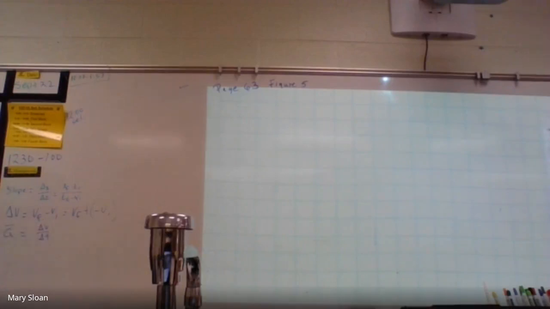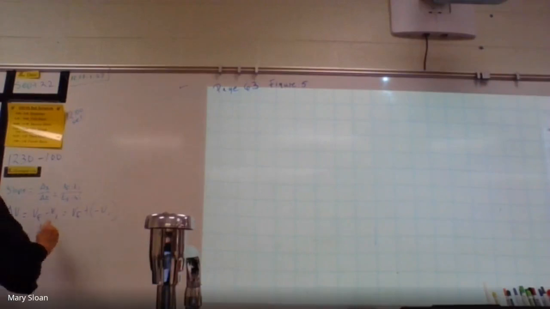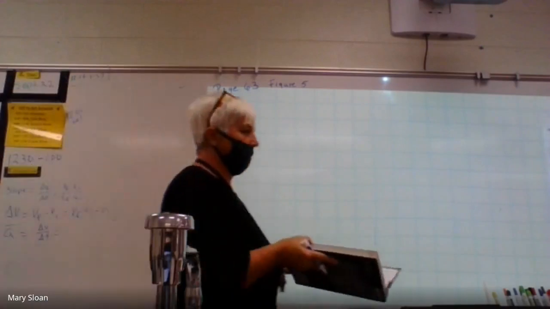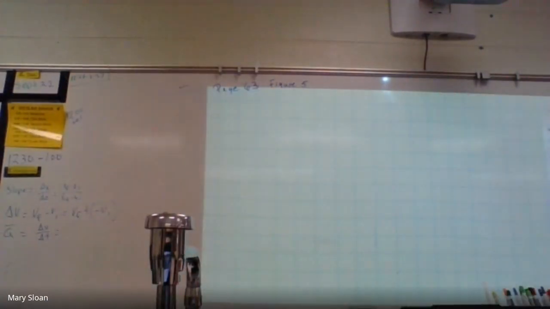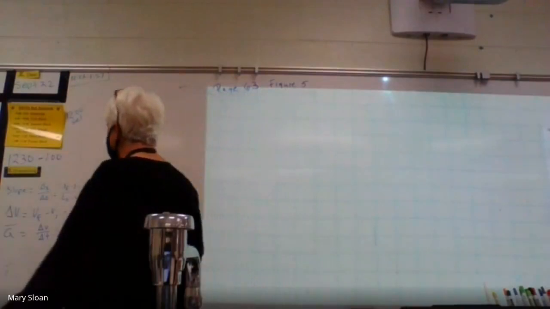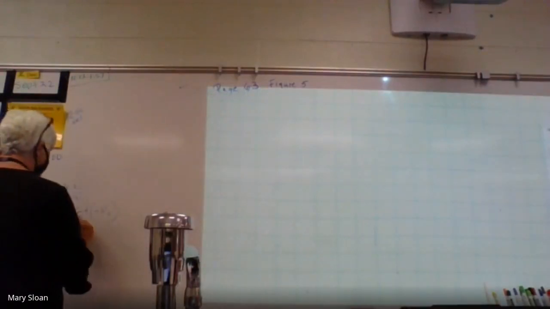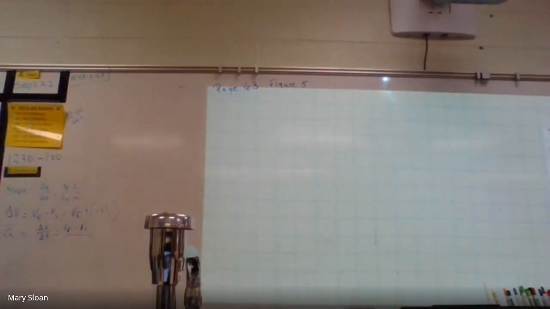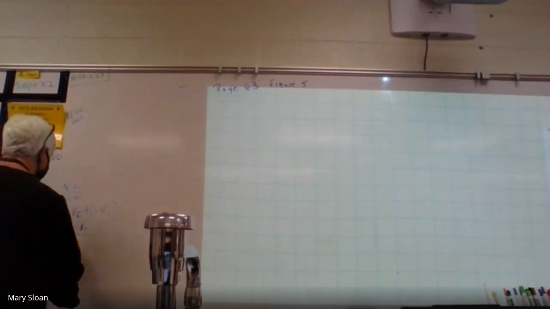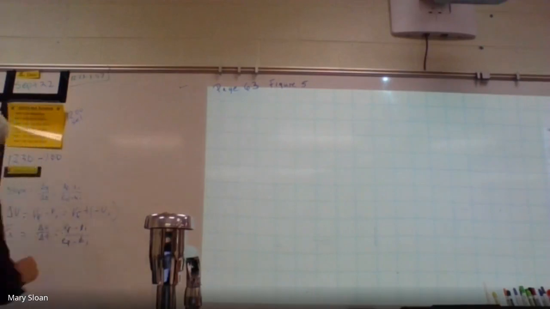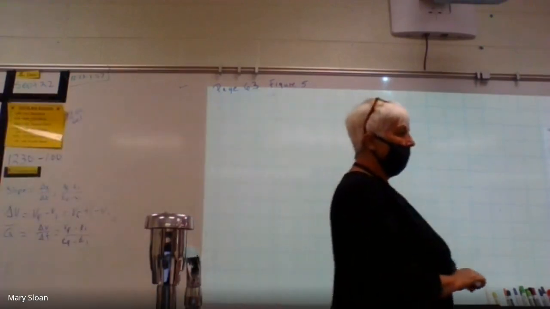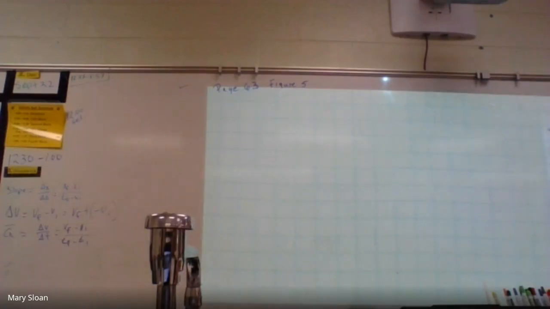Okay? Average acceleration, which is the line above the A, equals change in velocity over change in time. Change in velocity is what? What is my equation for change in velocity? Well, Miss Sloan, it is velocity final minus velocity initial. What is the change in time? Time final, correct? Minus time initial. Okay? Let's go to question number 1.